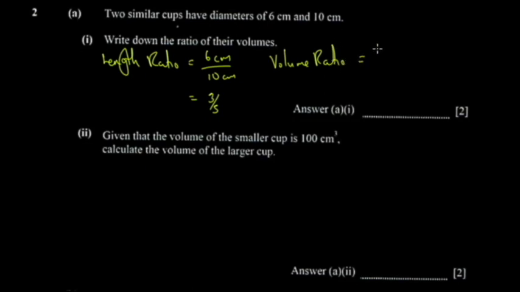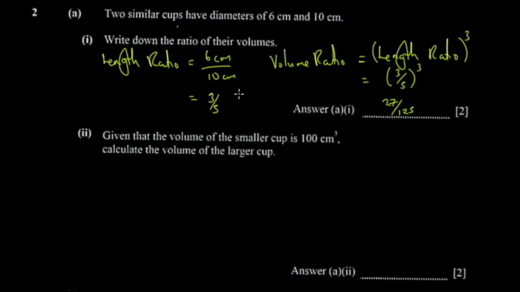So volume ratio, we talked about this in one of our videos. You can find that video here. And essentially volume ratio is equal to length ratio to the power 3. So you'd have 3 over 5 to the power 3. Then you'd actually have 27 over 125, like this. And that's it. Area ratio is equal to length ratio squared.